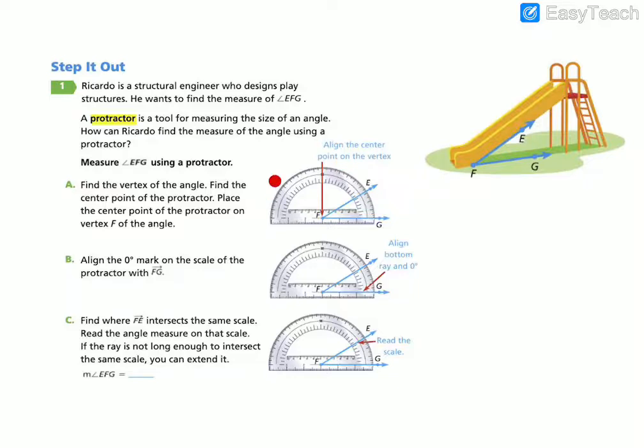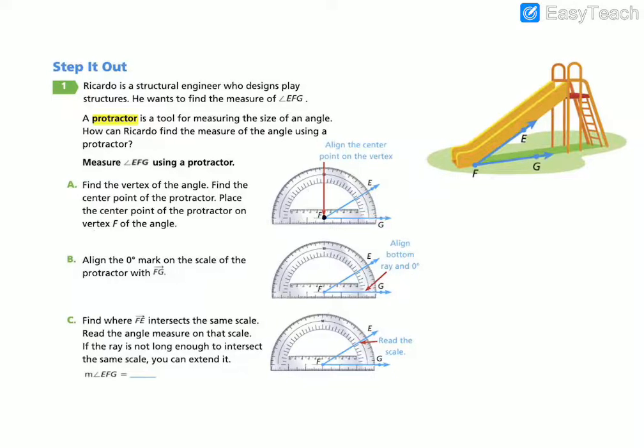Okay, so here's what a protractor looks like. We're going to use this given protractor. First, you find the vertex of the angle. Okay, so here's the vertex. The vertex is at point F. Then you place the center point of the protractor on the vertex F. Your protractor is going to have like a dot or a circle in the middle to place over that.